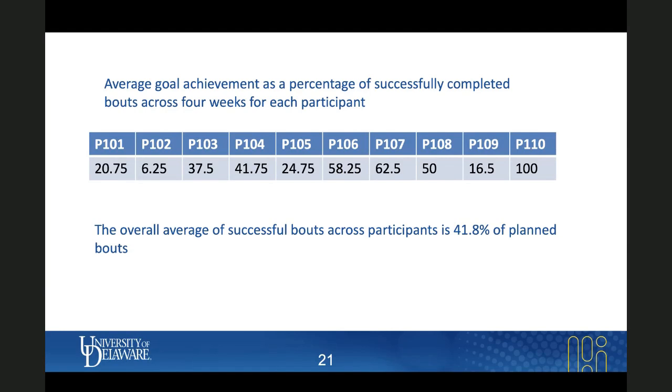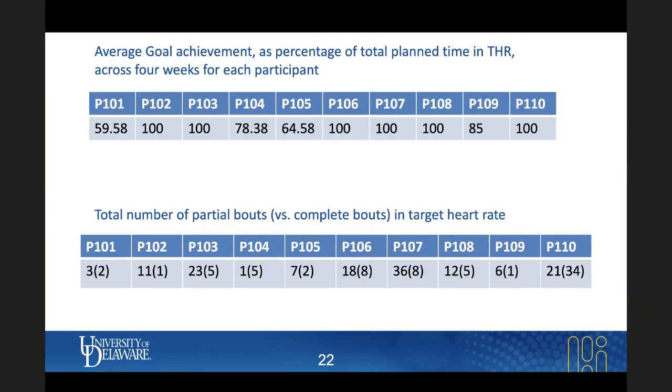A successful completion of a bout means you have to maintain your heart rate continuously in the target heart rate range for 80% of the time. So if it's a 20-minute planned bout, you have to maintain at least 16 minutes in your target heart rate. If we take the average across participants, we got 41.8% as the overall average of successful bouts, which is not that great, to be honest. So we wanted to explore what was happening. Why was there a low percentage of accomplishment?